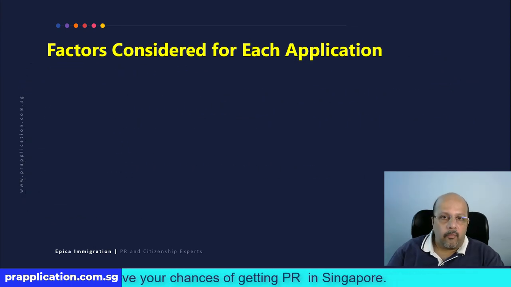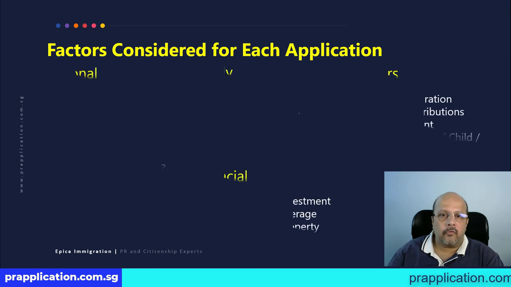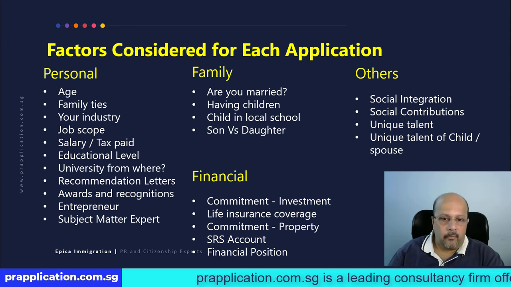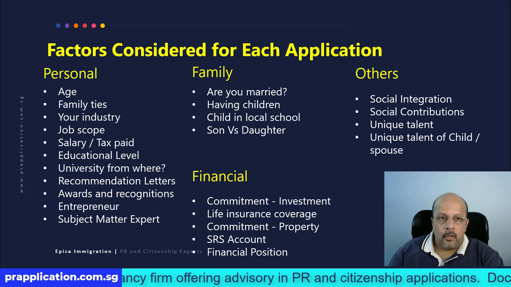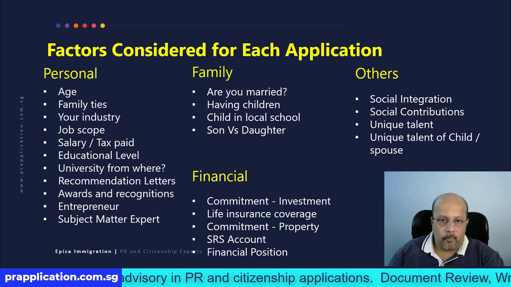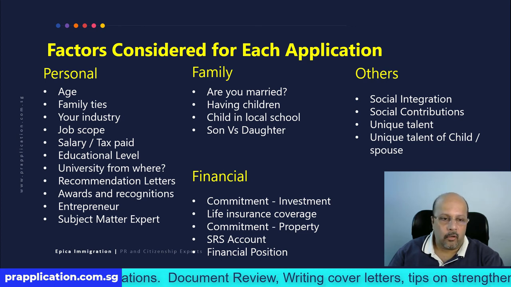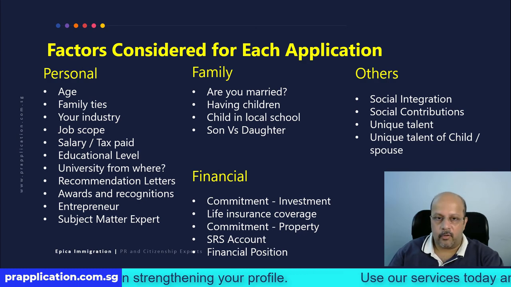Now you have filed a form. The form is with ICA, and ICA is going to take a decision on your application. And here are the factors that will get considered for each application. There are a total of 25 factors here. If you want, there is another video that I have prepared on our channel, which explains each of these factors in detail. If you understand all these points properly, you can take every possible action to score on each possible point before you submit the application. But now, since you have filed the application, these are the factors which are being considered.